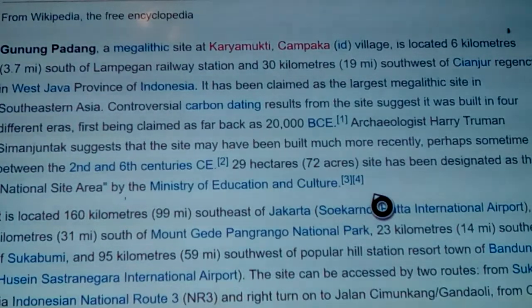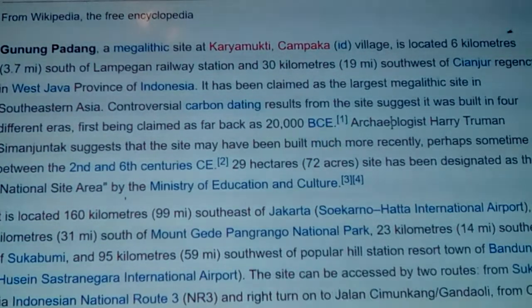If you were with me last year, we talked about Krakatoa east of Java, and it's like no, it's west, but apparently that didn't sound as cool. Back in the days when people were talking about there's an island out there that time forgot, and Komodo dragons and King Kong and things like that. So it has been claimed the largest megalithic site in southeastern Asia. Controversial carbon dating, still controversial, but this is being looked at right now.